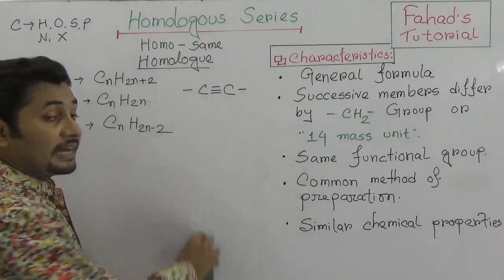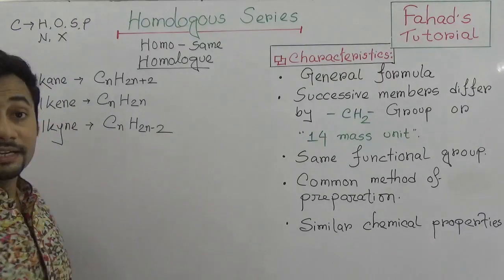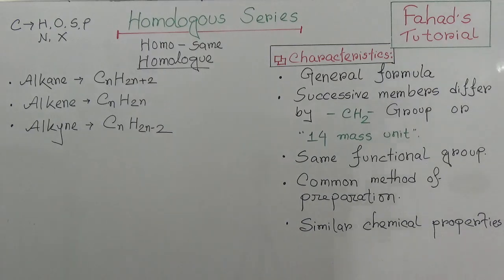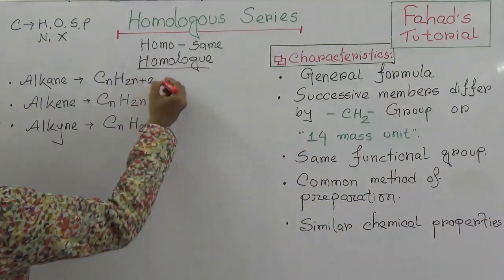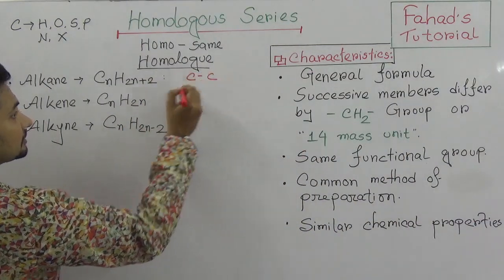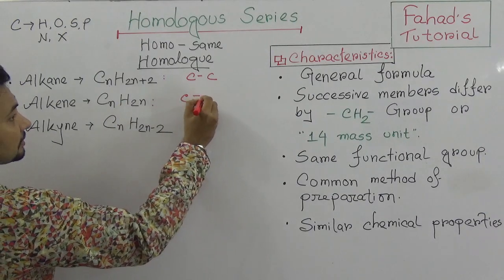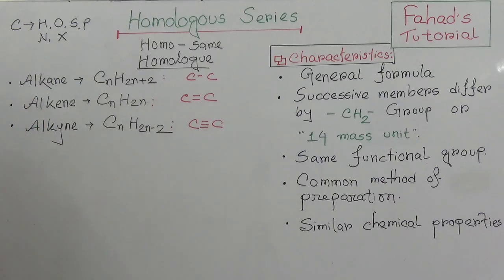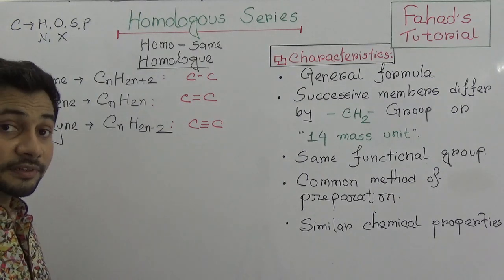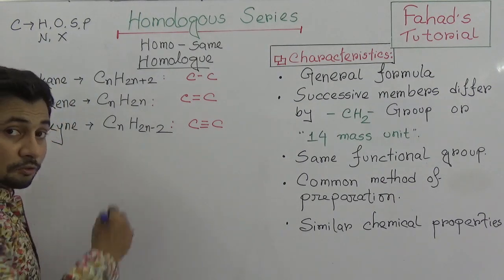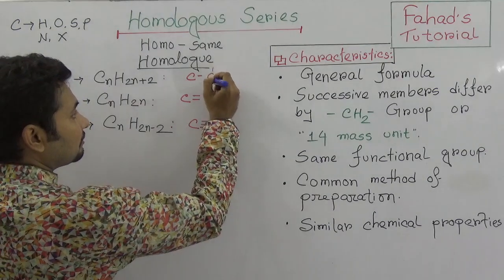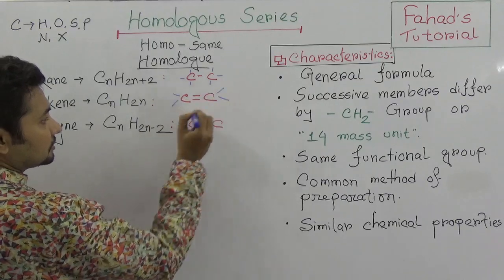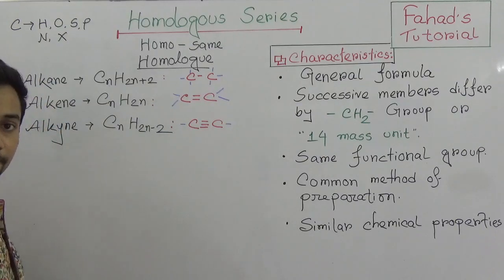In case of alkyne, it will have what? It will have carbon-carbon single bond. In this case, carbon-carbon single bond. In this case, carbon-carbon double bond. In this case, carbon-carbon triple bond. But as we know that valence of carbon is 4, so we must occupy the other part. So it should be 1, 2, 3, 1, 2, 3, 1, 2, 1, 2, 1, 2.